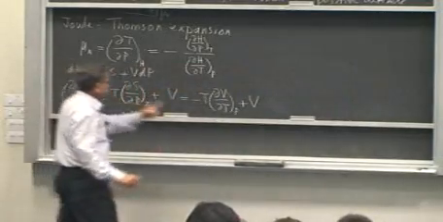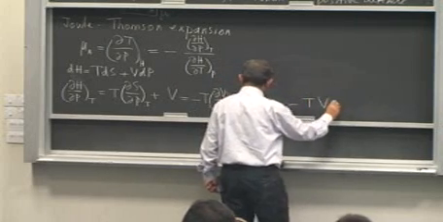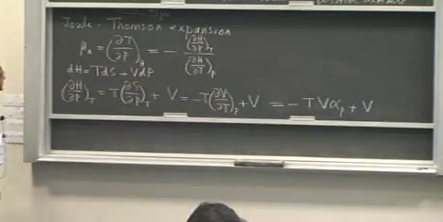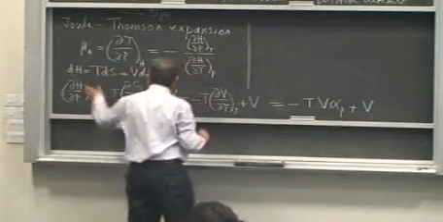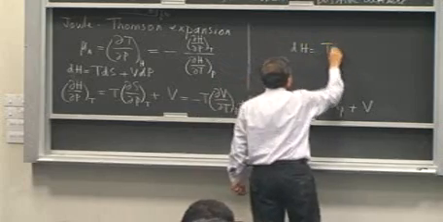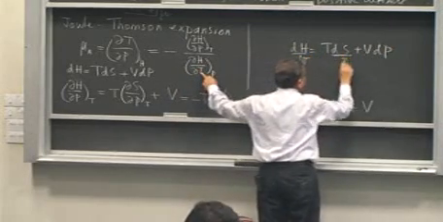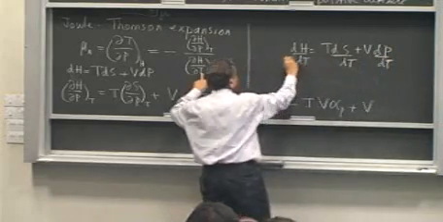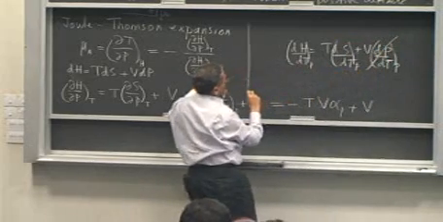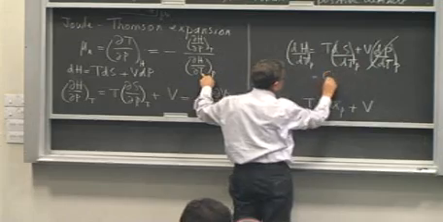Alright, so this is the expression, and this I can write also as minus T times V times alpha P plus V. This is what goes in the numerator, and the denominator, if I follow the same procedure, if I write dH equal to TdS plus VdP, and I divide by dT, and I take constant P, then this vanishes, and what you get is that this is equal to TdS by dT at constant P, which is Cp.